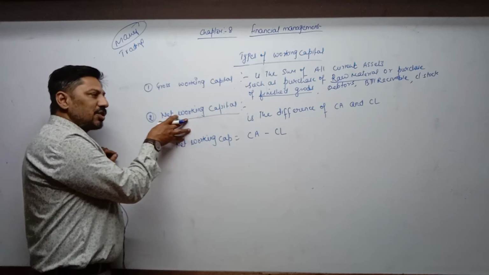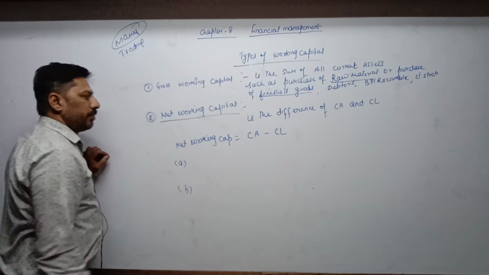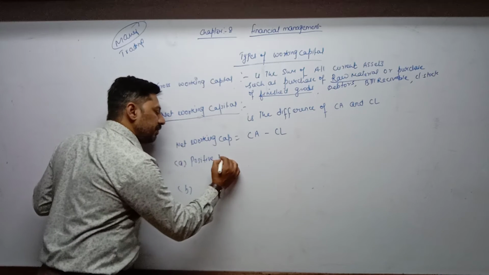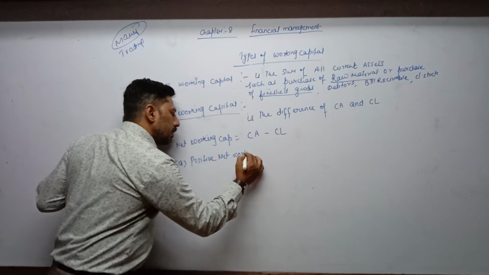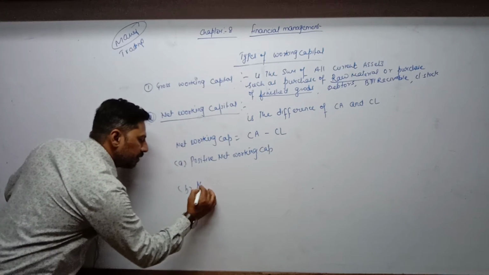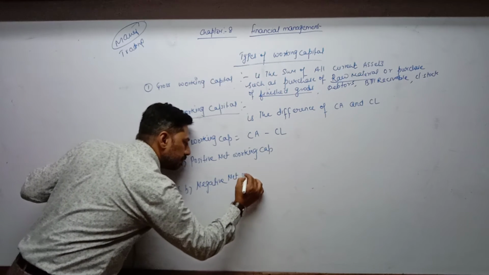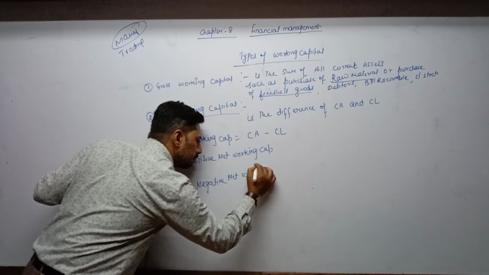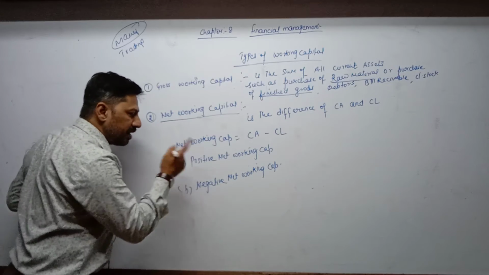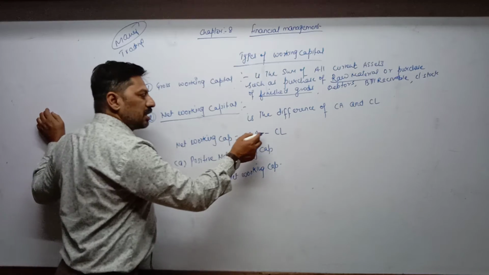Now net working capital is of two types, A, B. One is positive net working capital, and other is negative net working capital. Now what is positive net working capital? What is the definition? What is the meaning? So before that, try to understand what is the formula of net working capital? Current asset minus current liability.